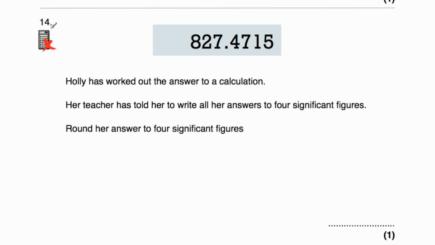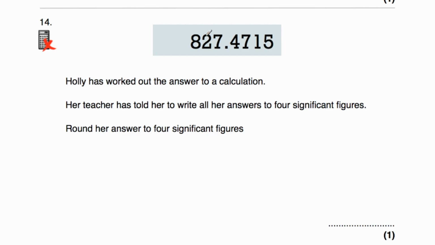Okay, let's have a look at question number 14. Question number 14 says, Holly has worked out the answer to a calculation, and her teacher has asked her to write all her answers to 4 significant figures. So she needs to round this to 4 significant figures, and that's what we've been asked to do. So that means that our choice will either be 827.4 or 827.5.